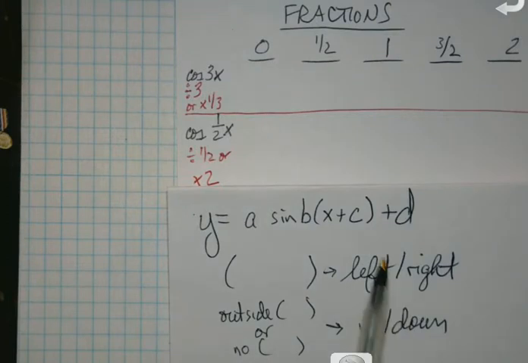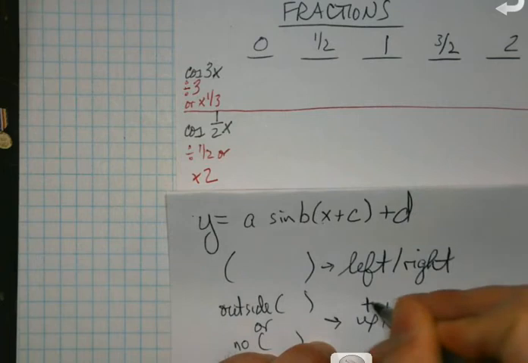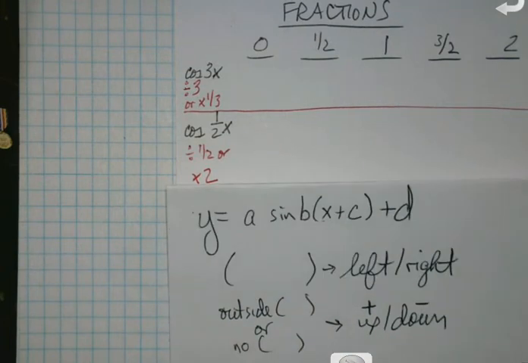Some of you are still getting confused on what an up or down shift is versus left or right. If you don't see parentheses, the only time we're doing left or right shifts is when there are parentheses. So if you see a plus or a minus otherwise, whether it's outside the parentheses or there are no parentheses at all, those are when we're going up and down. And again, up and down ones are straight what you see. If it's plus, you're going up. If it's minus, you're going down.